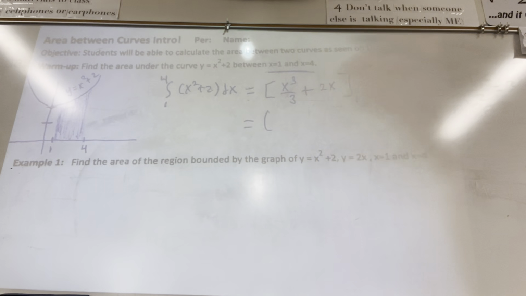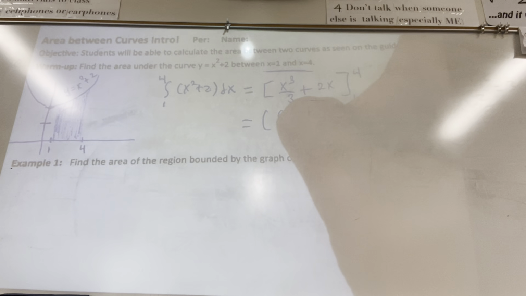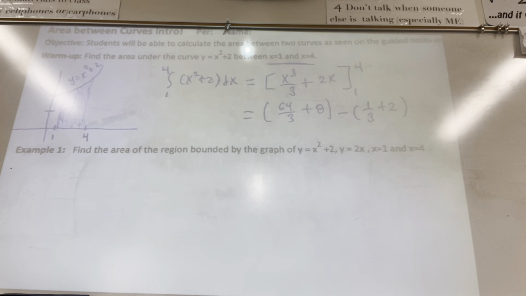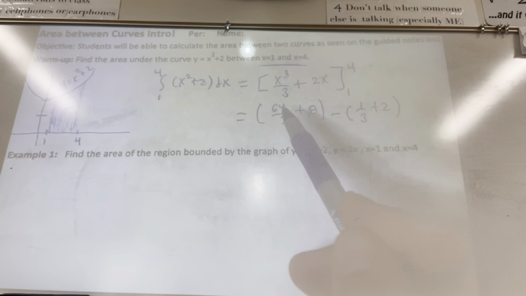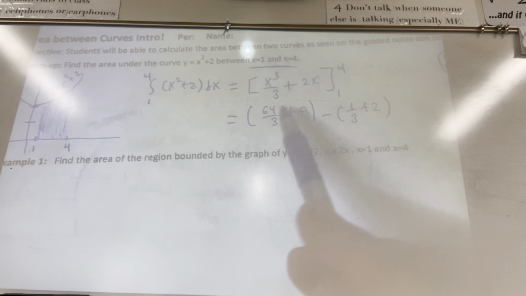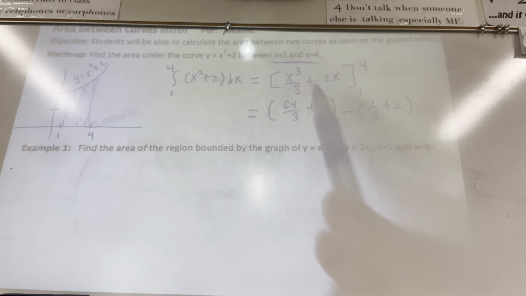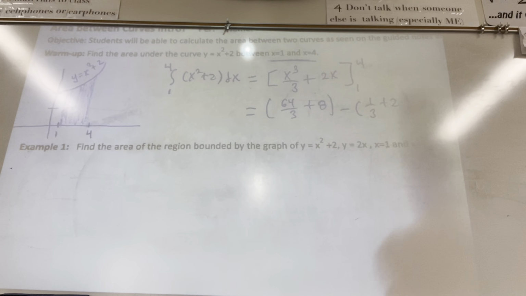Plug it in and subtract, so you plug it in, 4 cubed would be 64, plus 8. Minus, you plug in a 1, 1/3 plus 2. If this was the AP exam and this was an FRQ, you could box this answer and leave it and go to the next one. Save yourself some time. As long as you already did the plugging in and all you have is something that needs to be simplified, you already did all the calculus and trig, and it's just numbers that need to be added or subtracted or multiplied, you're good. You can box that as the end.